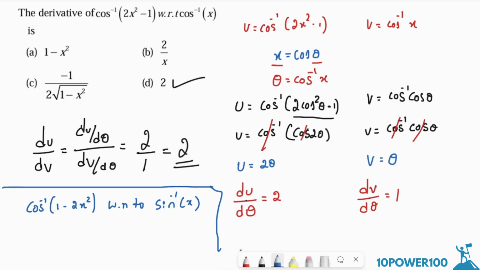With respect to sine inverse x. Now, I hope you have got an idea what the substitution term is after I change the question. So let's see, try it out, and as usual, comment your answers in the comment section, children.